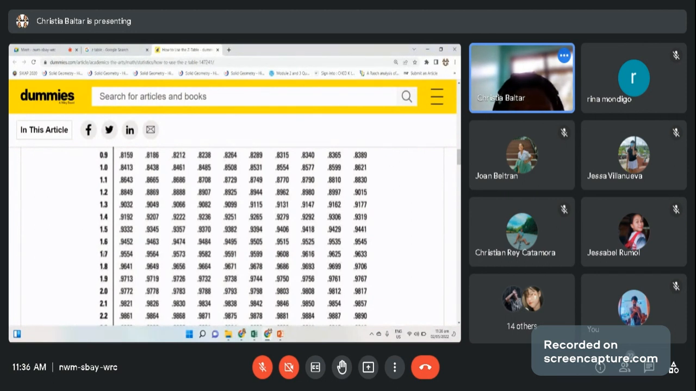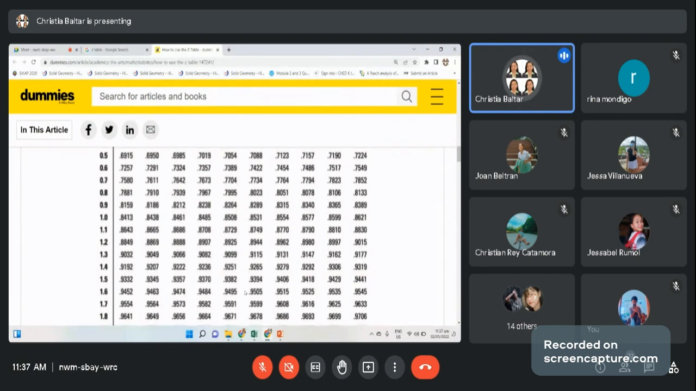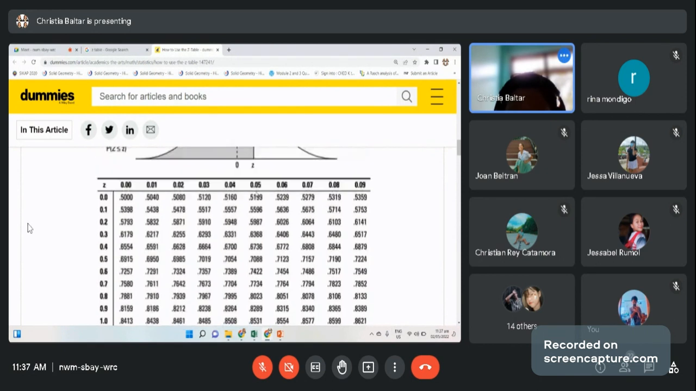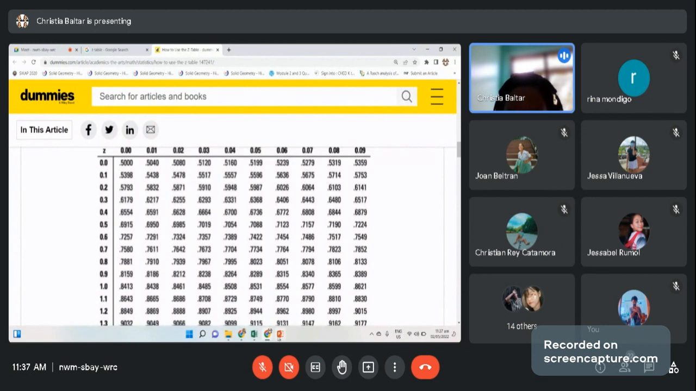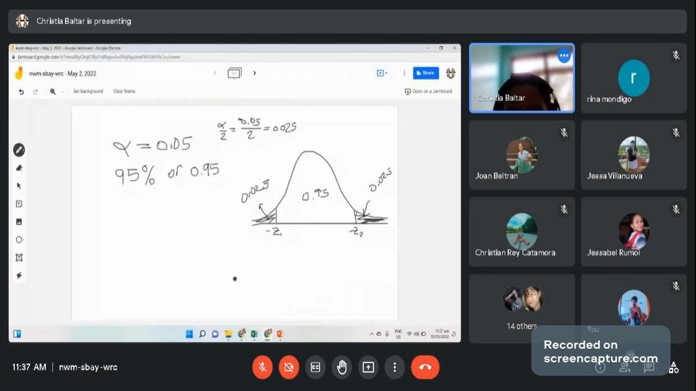That is 1.6. Let's look at the above value. Take note, this is in between. This is 0.04 and then 0.05. So it's either 1.64 or 1.65. So what do you think would be the middle? Actually, there is a process, we call it interpolation.